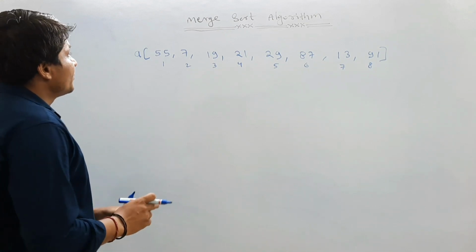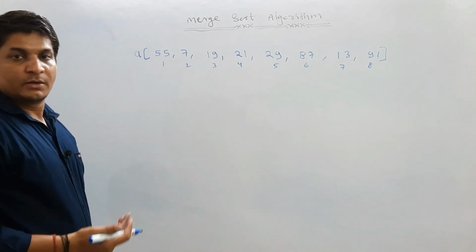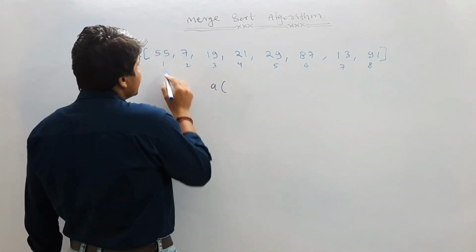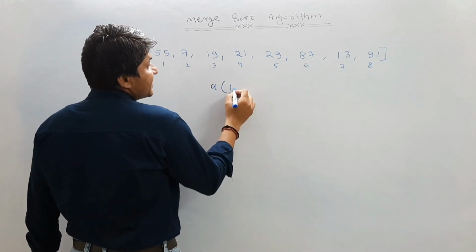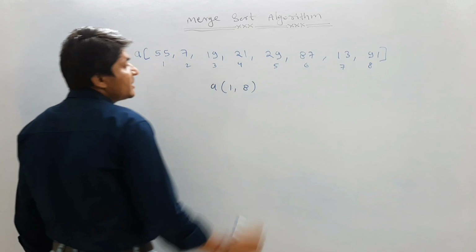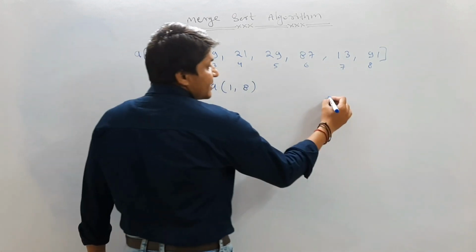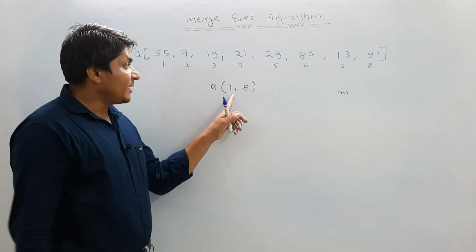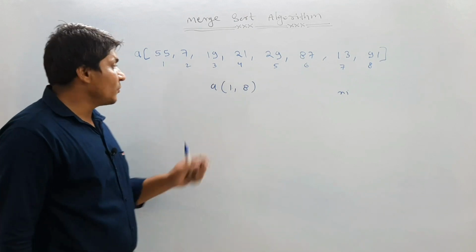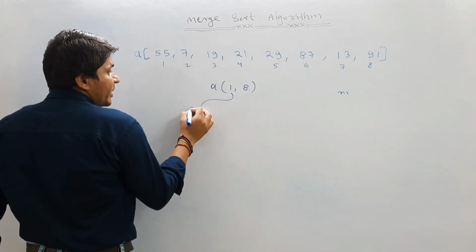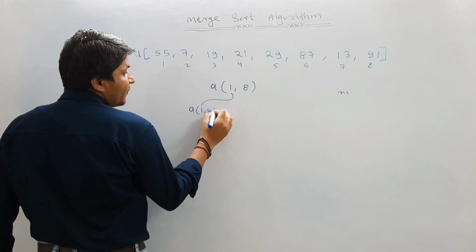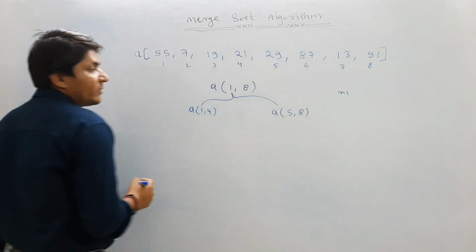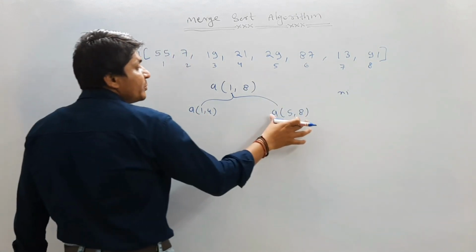So first, merge sort says if array contains more than one element, then you first divide this into two parts. So I am going to divide this into two parts. My array is from 1 to 8, so my array contains 8 elements. So how to calculate mid first? We are going to calculate mid. Mid is nothing but 1 plus 8 divided by 2. 1 plus 8 is 9. 9 divided by 2 is what? 4.5, and you can take the floor value. So 4. So one part will be from A of 1 comma 4. Another part is going to be 5 to 8. So this would be your first part, and this would be your second part.